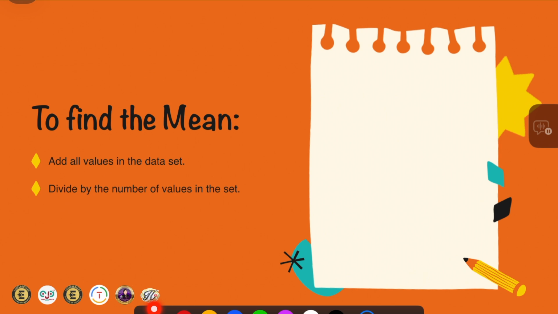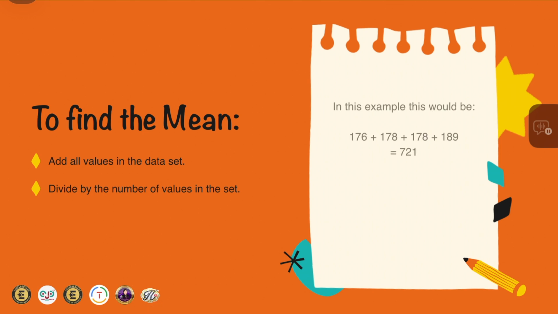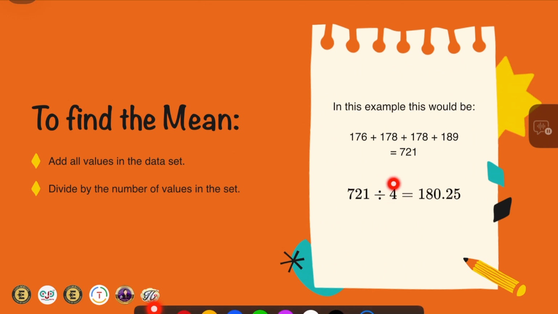Okay, so look at how we are going to find out the mean for a set of data. We're still using the same set of data, the heights of the 4 boys. So 176 plus 178 plus 1... So it means that we have to total up all the heights of the 4 boys, which is equal to 721. We add up all the values in the data set, then divide by the number of people. That's 4 boys, right? So it's 180.25. That would be the mean of this set of data.